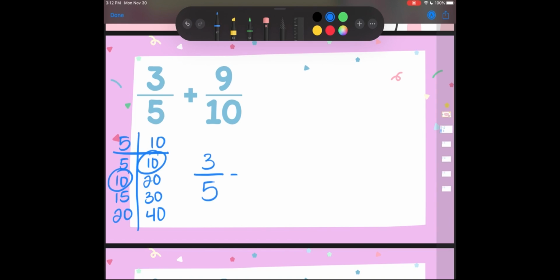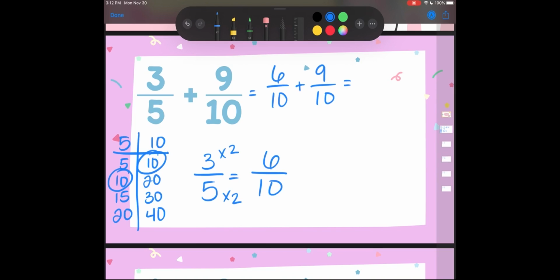So since 9/10 already has a denominator of 10, it can stay the same. The only thing that needs to change is my 3/5. I need to change 3/5 into tenths. So I need to think about, what did I do to 5 to turn it into 10? Well, I know 5 times 2 is 10, right? So we're going to do 3 times 2 to get our new numerator, because whatever we do to the bottom, we have to do to the top in order to keep it equivalent. So 3 times 2 is 6. So now my problem ends up being 6/10 plus 9/10.